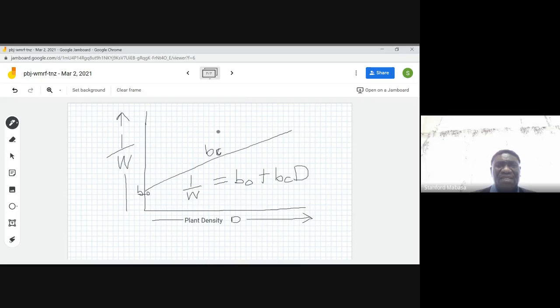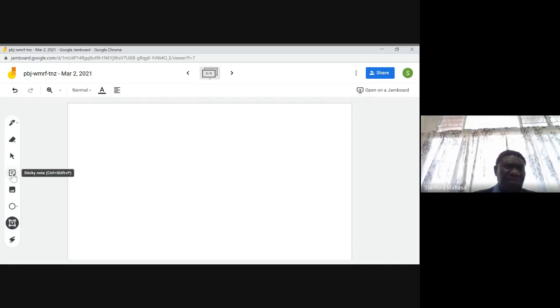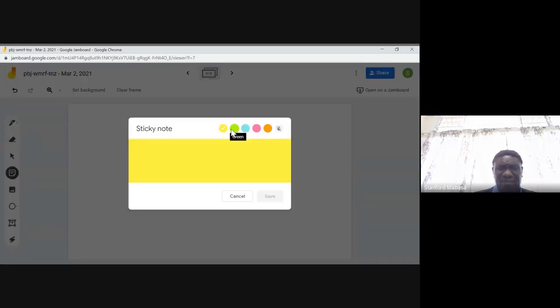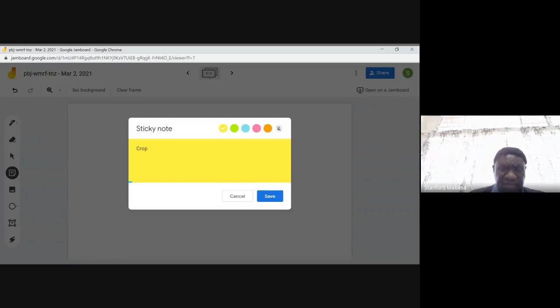Now, if I move a step further, we want to look at a crop. Maybe I use a stick. Crop in a pure stand, or in monoculture, sorry. You can use the term monoculture.